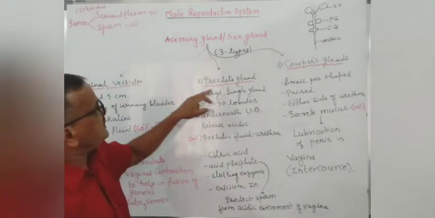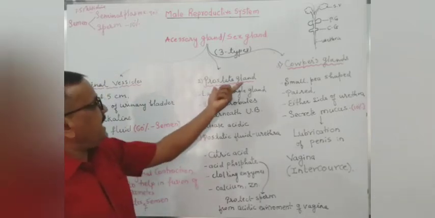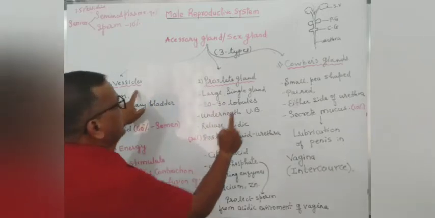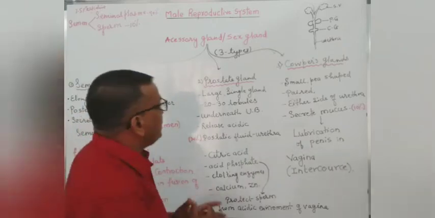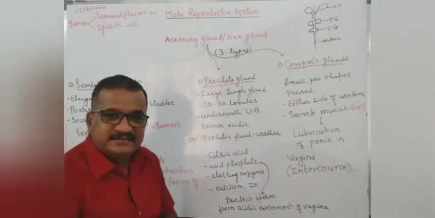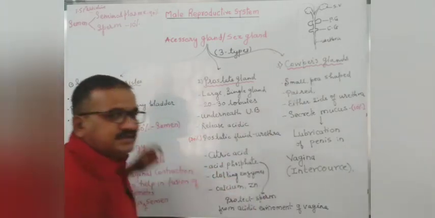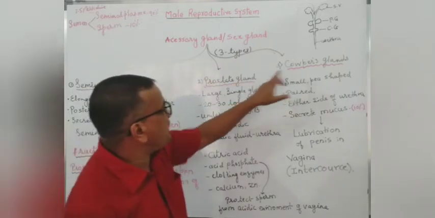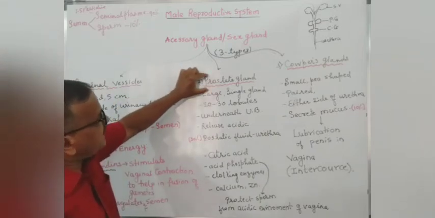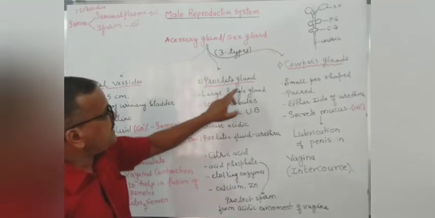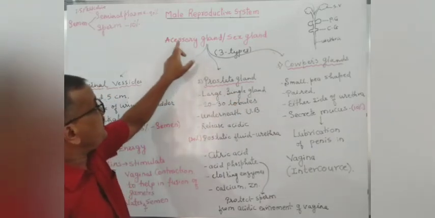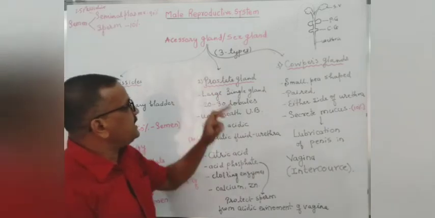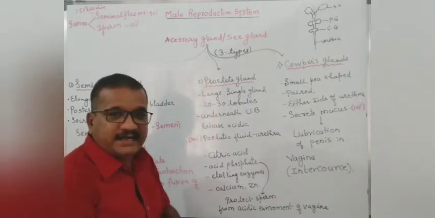The second accessory gland is the prostate gland. The prostate gland is larger than the seminal vesicle and Cowper's gland. The next important point is that it is a single gland. Seminal vesicles and Cowper's glands are two in number. They are paired. But the prostate gland is a single gland. A question may come: in the male reproductive system, which of the following glands is single? At that time your answer should be prostate gland, as it is single in the male reproductive system.